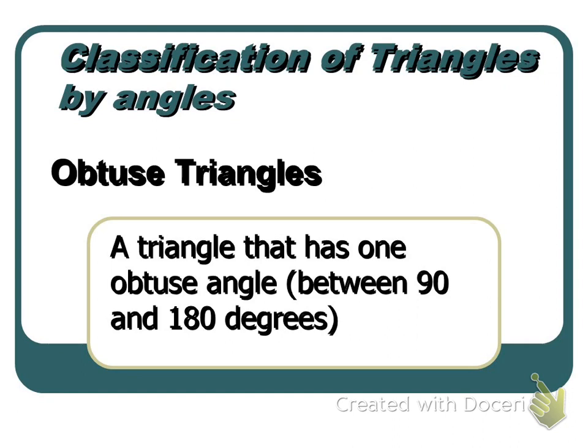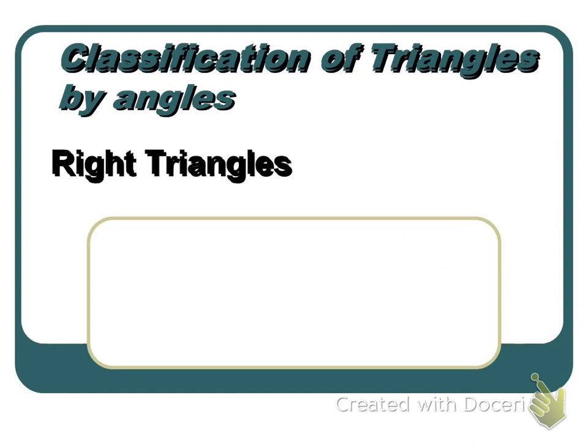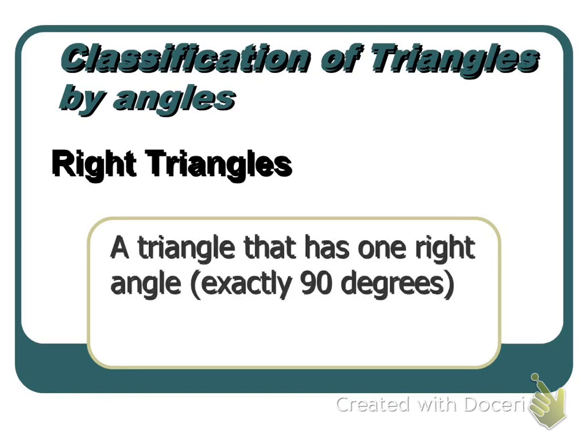The final classification is right triangles. A right triangle is a triangle that has one 90-degree angle, and again, exactly one right angle. It can't have more than one because that wouldn't be a triangle; 2 90-degree angles would be 180 all by themselves. So that's the classification of triangles by angles. You can also classify triangles by their sides. What are the 3 classifications of triangles by side? I've heard you mention one already. Scalene. What is a scalene triangle?